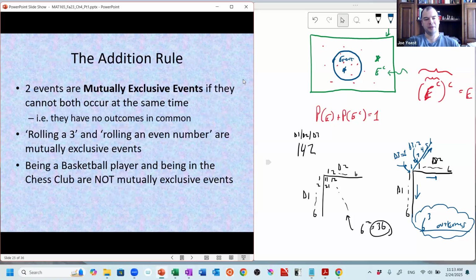Okay. We have another piece of terminology, the idea of mutually exclusive events. We say 2 events are mutually exclusive if they cannot both occur at the same time. In other words, if they share no outcomes in common. So for instance, rolling a 3 and rolling an even number would be mutually exclusive events. If you roll a 3, you cannot have rolled an even number and vice versa.